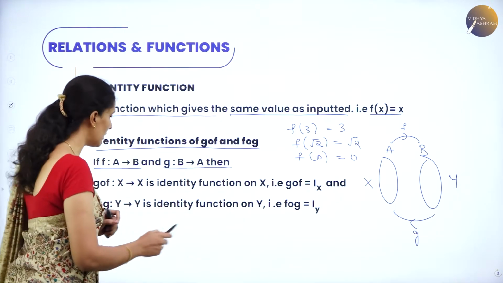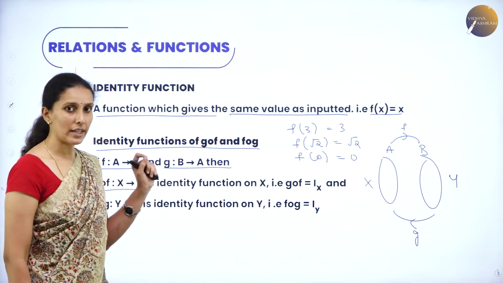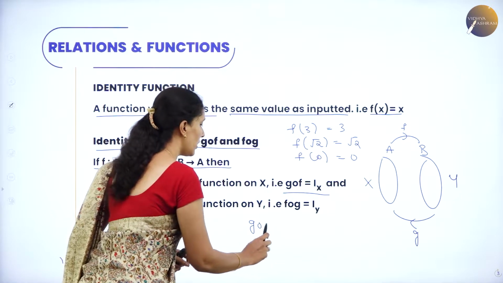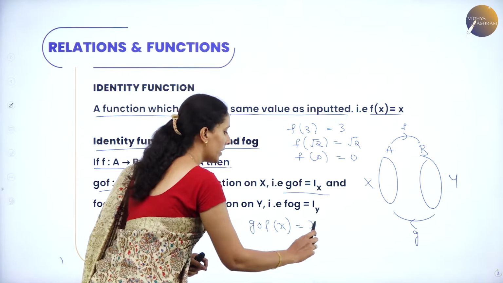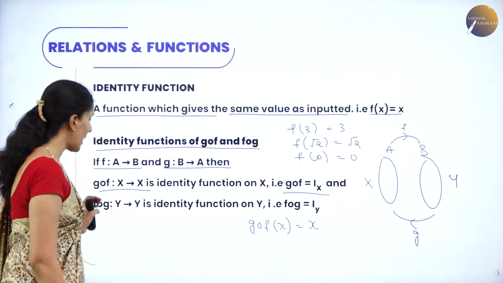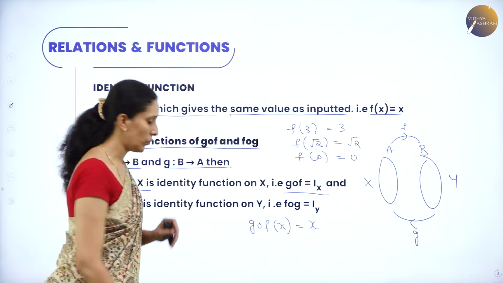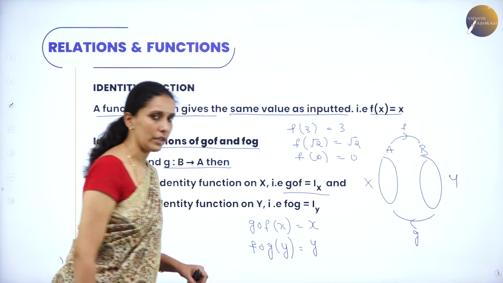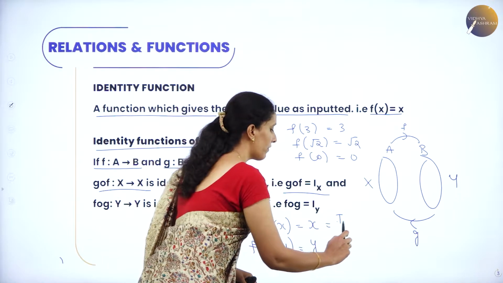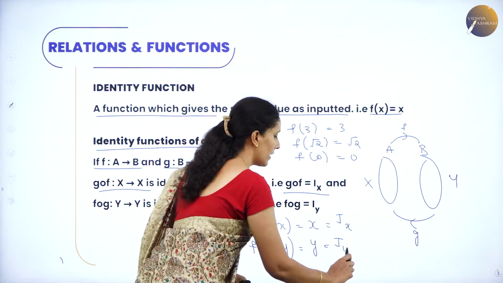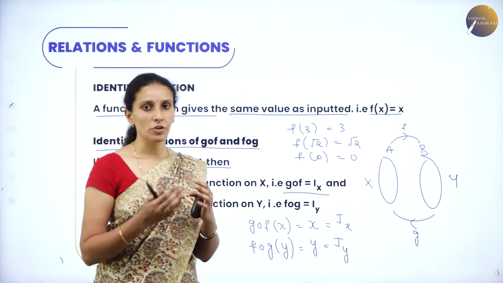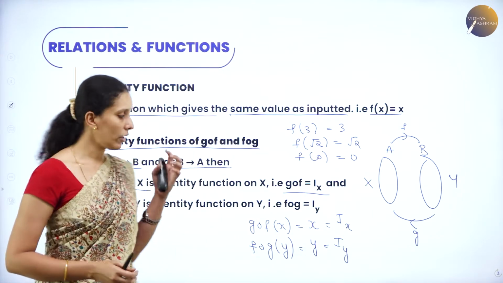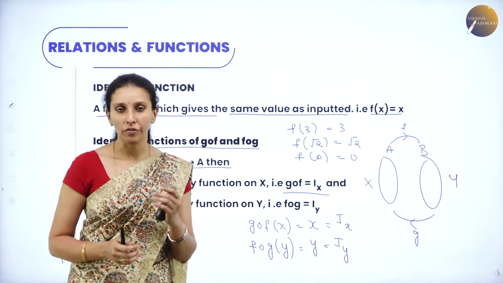Then g naught f is a function from X to X itself, such that the identity function g naught f is equal to I_X. That is, if you take g naught f of x, the value will always be equal to x. Similarly, an identity function f naught g is from Y to Y, that is f naught g of y will result in y only. Thus, this is called the identity function in X and this is called the identity function in Y. So, whenever the composition of functions results in an identity function, g naught f of x is equal to x and f naught g of y is equal to y.